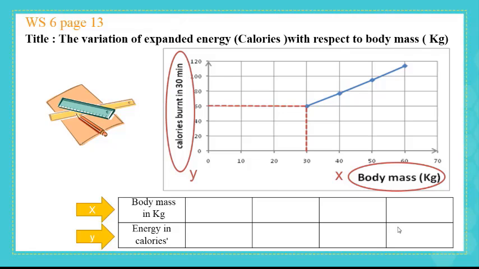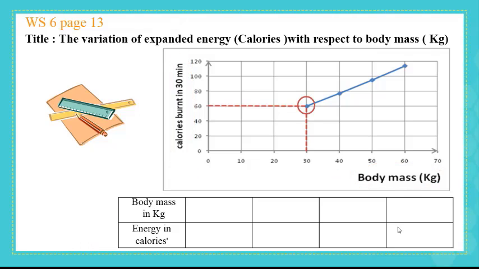It is time now to fill the table with the values of the dependent and independent variables. How can we determine the values exactly? Let us start with point 1. Draw a perpendicular to the x-axis and another perpendicular to the y-axis. If we draw a perpendicular to the x-axis, what is the value obtained? 30. Write 30 in the table.